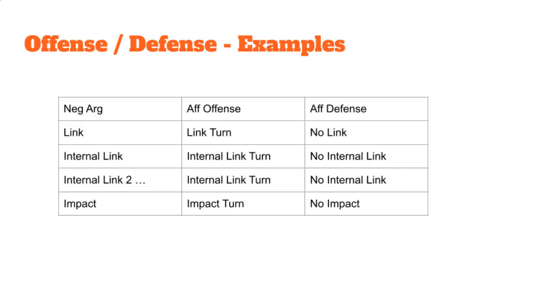Let me give you some basic examples and terminology. So if the negative argument has a link, internal links 2, 3, 4, 5, whatever, and then finally an impact, the affirmative offensive response is called a turn. They're turning it around against you. And so the response corresponding to a link is a link turn. For an internal link, it is an internal link turn, and you can have a lot of those. For an impact, it is an impact turn.